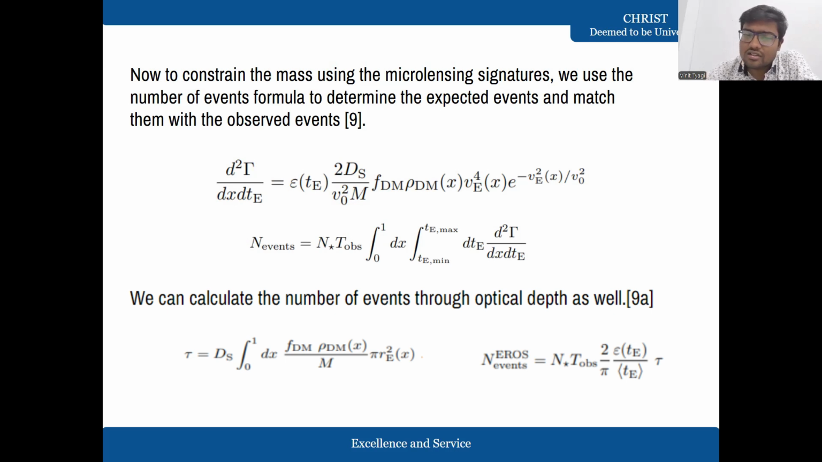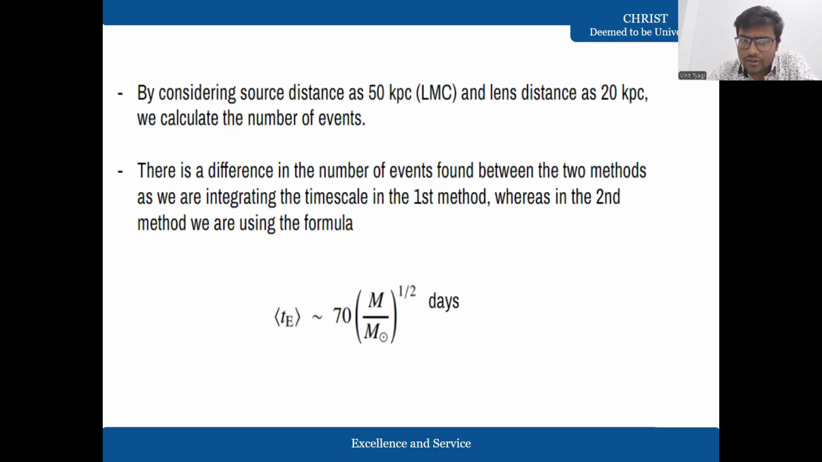Here, N star represents the source stars. T observed represents the total time for which they have been observed. We integrated twice. The second way to calculate the number of events is using optical depth. Optical depth tells you the probability of that event happening at a distance for a particular mass, and it is given by tau. Using tau, we also calculate events, using the LOS survey. So here we consider the LMC, which is 50 kpc, and T is given by this simple formula. Since we are considering two methods, our results are a little bit different.